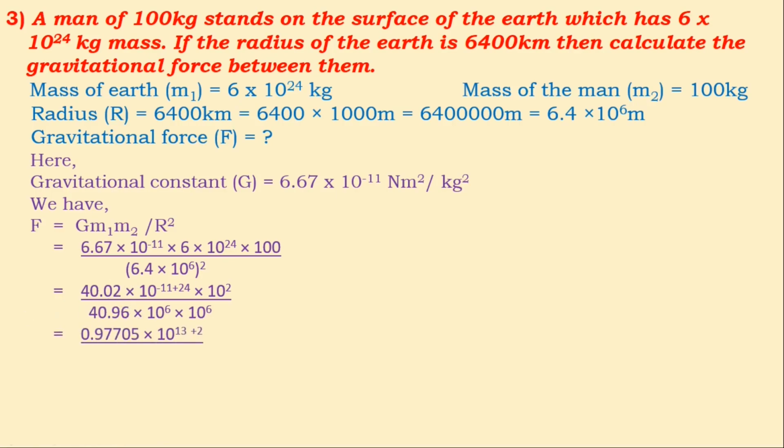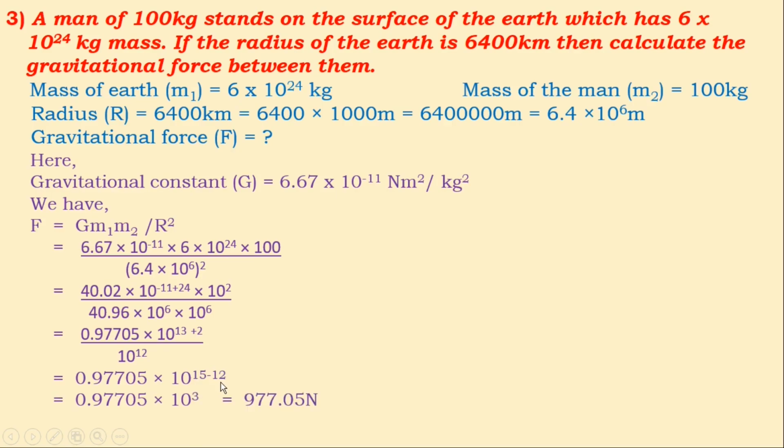So we'll get 0.97705, and the remaining powers of 10 are 10 to the power, here it is 13, 24 minus 11, plus 2. Again we have to add 2, because for the same base we add the powers. In the denominator we have just 10 to the power 6 into 10 to the power 6, that means 10 to the power 12. Now the powers of 10 interact with each other, that's why 0.97705 into 10 to the power 13 plus 2 becomes 15, and 10 to the power 12 in the denominator, if taken to the numerator, becomes 10 to the power minus 12, and so we can write 15 minus 12.